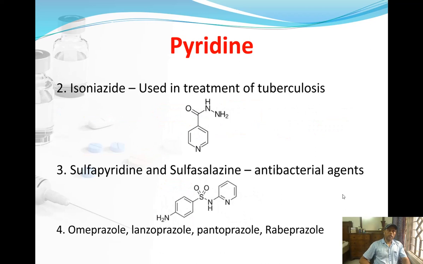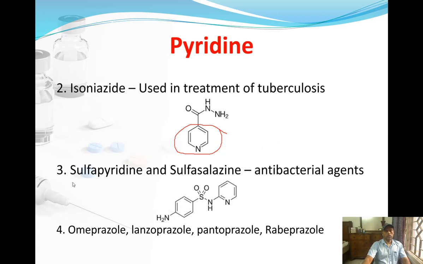Right, next is isoniazid. Isoniazid is used in the treatment of tuberculosis. This is the isoniazid structure. You can see the pyridine ring here. So this product is used in tuberculosis or TB.